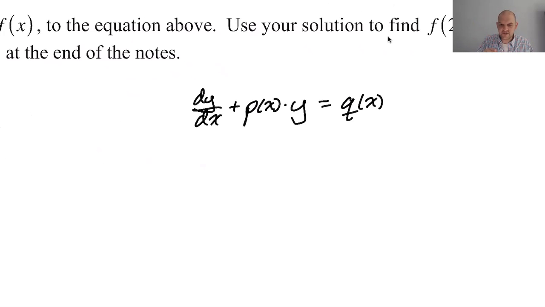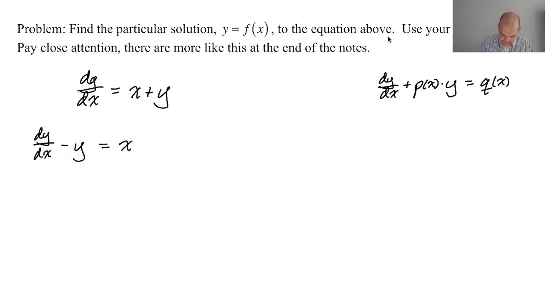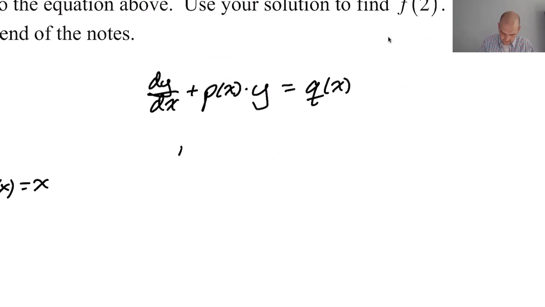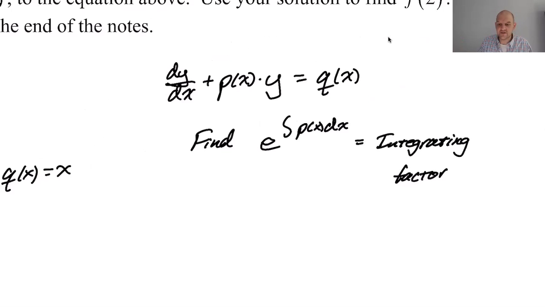So we have something that looks like this. If these are equivalent, then p of x must be -1, and q of x is x, for our specific example. Here's what we're going to do. We're going to calculate e to the integral of p of x dx. Trust me on this. This is called the integrating factor, which probably has a fancy notation that I don't remember. It's probably a Greek letter. So that's going to be our integrating factor.